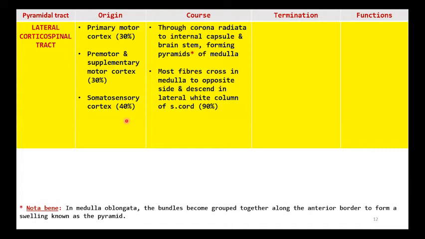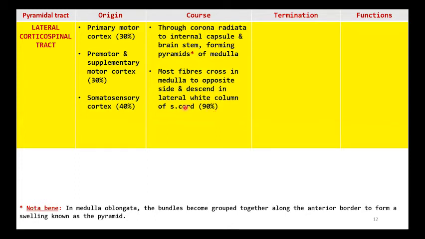And how do they descend? They descend through the corona radiata and internal capsule down towards the brainstem, and when they reach the medulla, they form a swelling known as the pyramid. And this is the site where most of the fibers, 90% of the fibers, decussate. By decussation, we mean they cross over to the opposite side and they enter the lateral white column of the spinal cord as the lateral corticospinal tract. So 90% of the pyramidal tracts are lateral corticospinal tract which decussate at the level of the medulla. The remaining 10% are the anterior corticospinal tract.